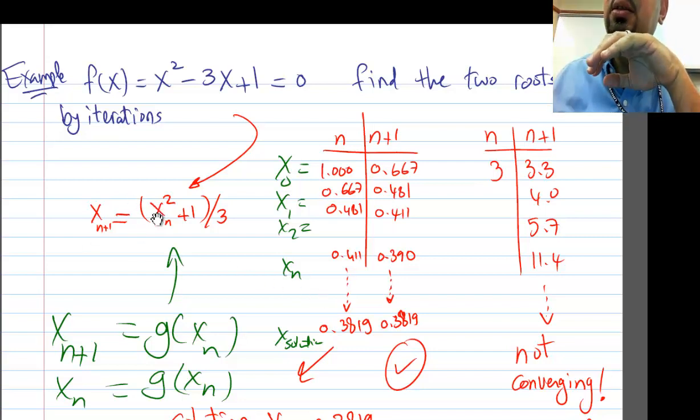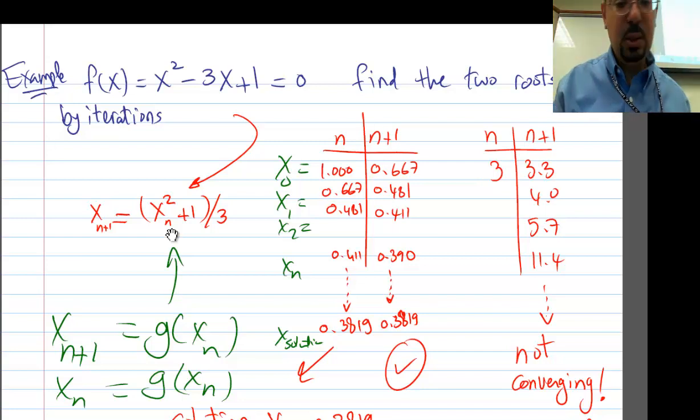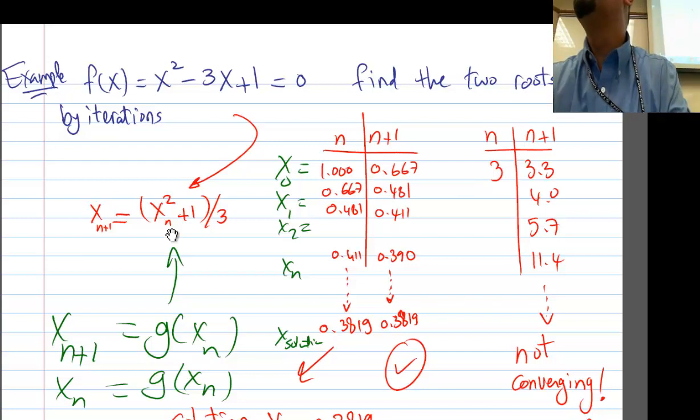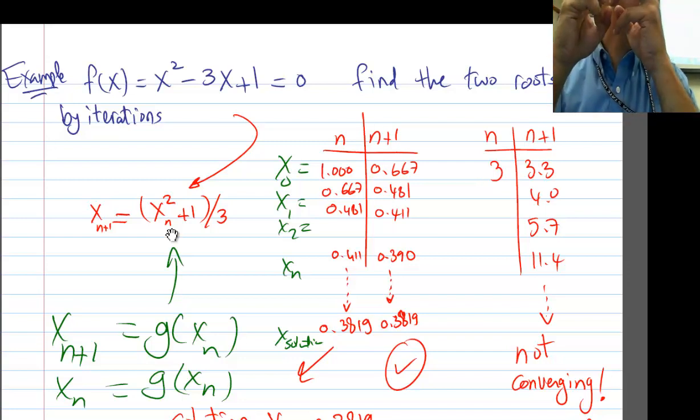What's the derivative of g of x? Here is g of x. What's the first derivative? It will be 2x, right? 2x over 3 plus 0. So 2x over 3. So this is the g prime of x. That's the slope. So if the magnitude of this is less than 1, it will converge.